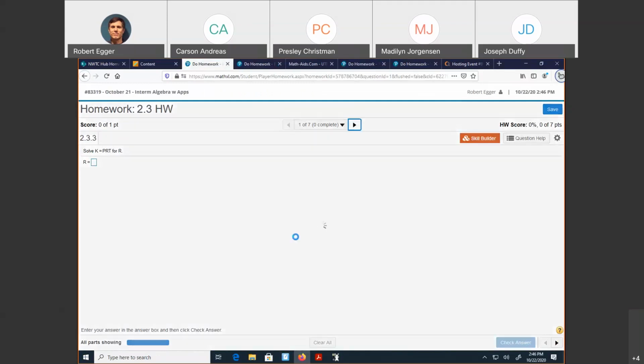Piece of cake. And bounce out, piece of cake. Solve for m: subtract, divide, piece of cake.